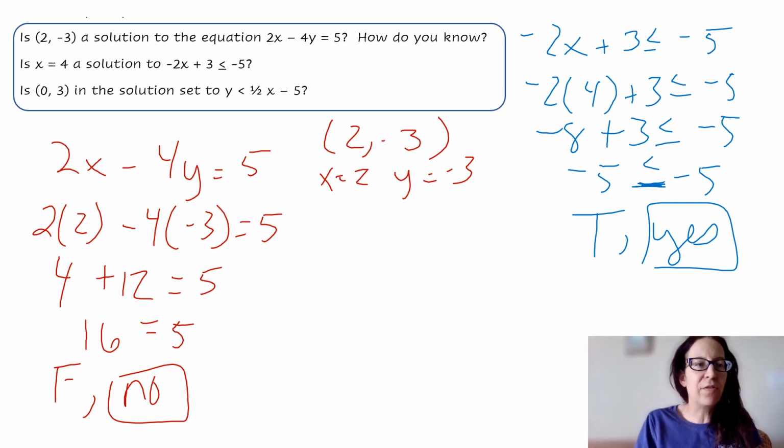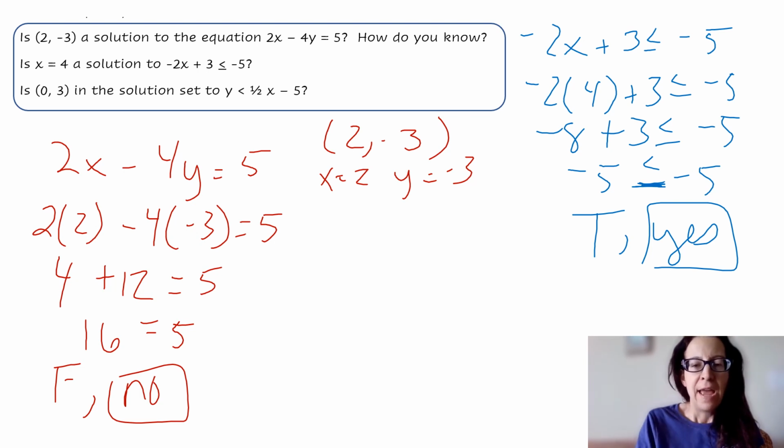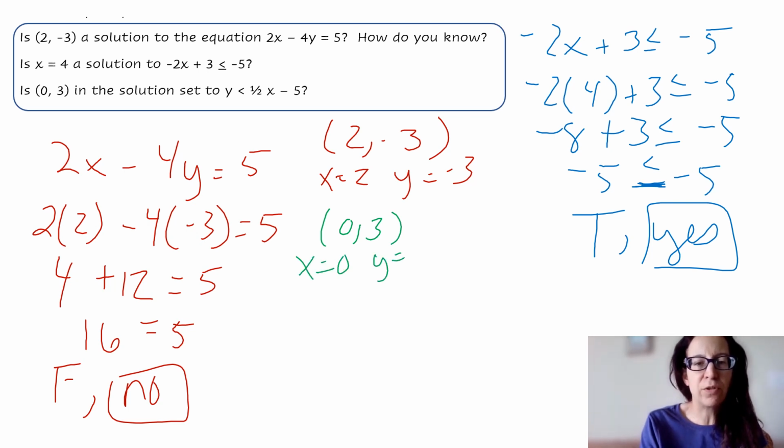And then we have this last one: is (0, 3) in the solution set to y < 1/2 x - 5? We do that the same way as the others. So we have x equal to 0 and y equal to 3. And I'm going to go ahead and plug those values in.